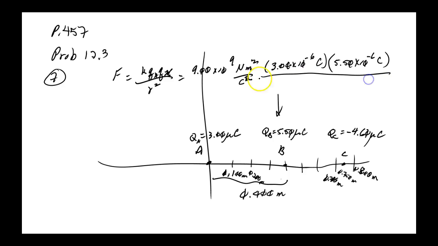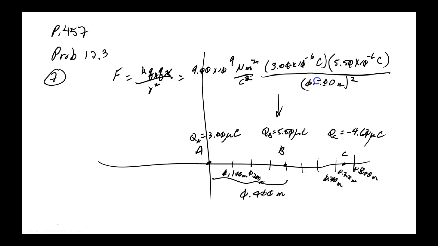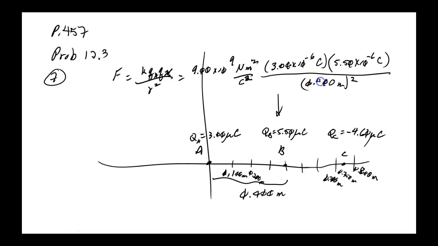And then we're going to divide that by 400 meters squared. Okay. It's a 4. I can't read my own writing. 0.400 meters, but you got to square that. Okay?